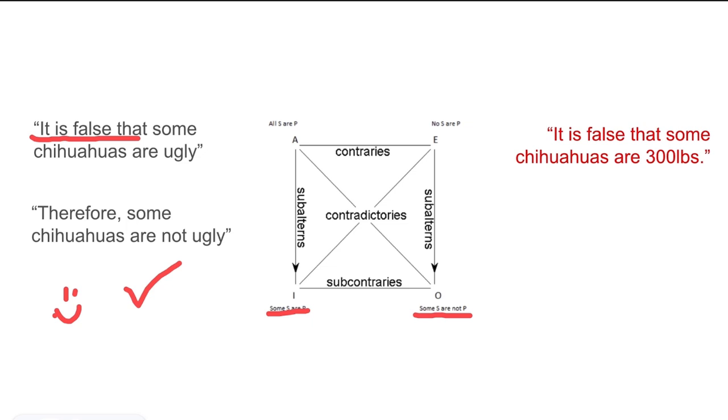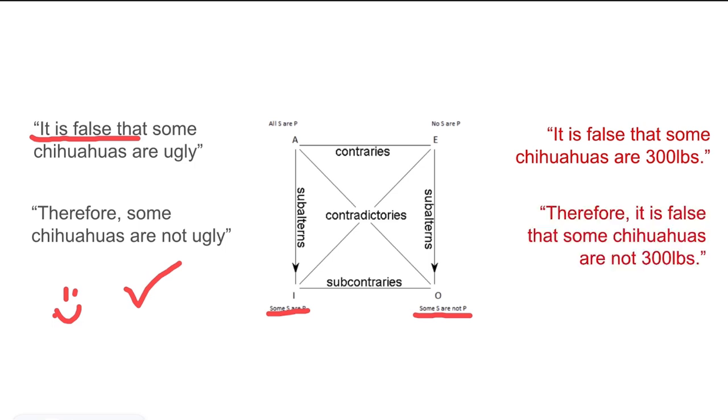That red font. What are we going to do? It is false that some chihuahuas are 300 pounds. All right? Interesting creative direction, but let's continue. It is false that some chihuahuas are 300 pounds. Okay? I statement. Where do we go from there? Therefore, it is false that some chihuahuas are not 300 pounds.